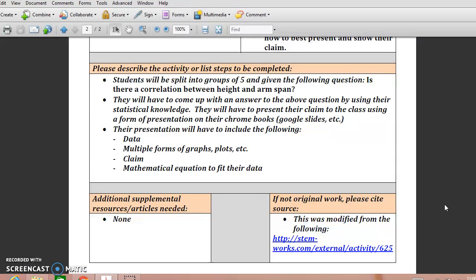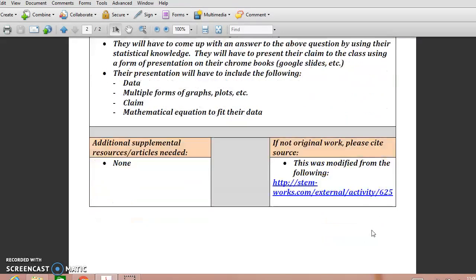And this was modified from the link down below. I found one that talked about height and arm span, but the activity at the link was way more giving them step-by-step instructions. I wanted this to be more of, okay, now go use all of the information that we've learned in the past unit to come up with your answer here without me giving them too many hints along the way. I want to see if they can come up with all of these different forms without me walking them through it step by step. So that is my activity.